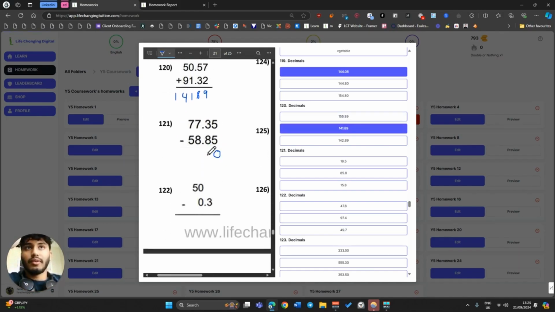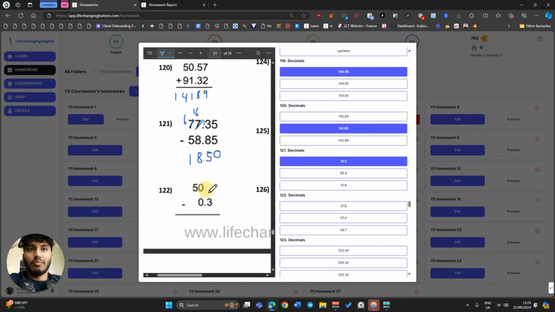So again, 3 minus 8 doesn't work, so you have to borrow. And makes this 13. And then if we minus that, we should get 5. And 6 minus 8 again, we need to borrow. 16 minus 8 is 8, and then 6 minus 5 is 1. Again, bring the decimal point down. We've got 18.5.